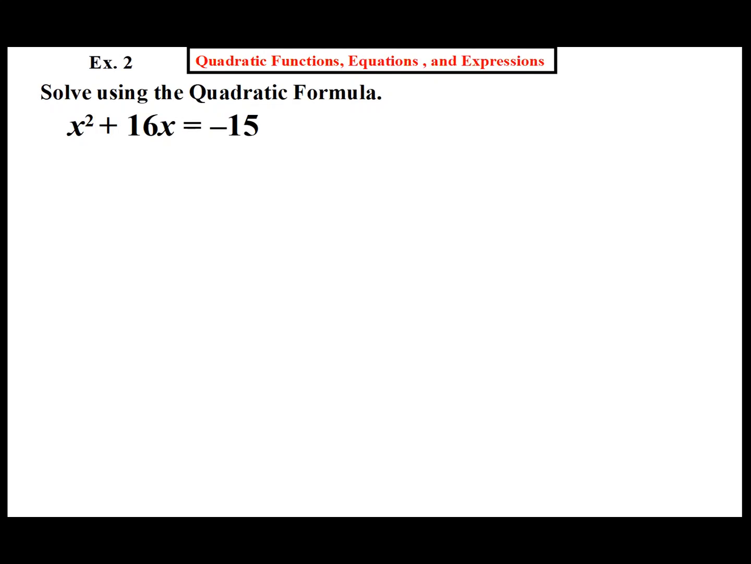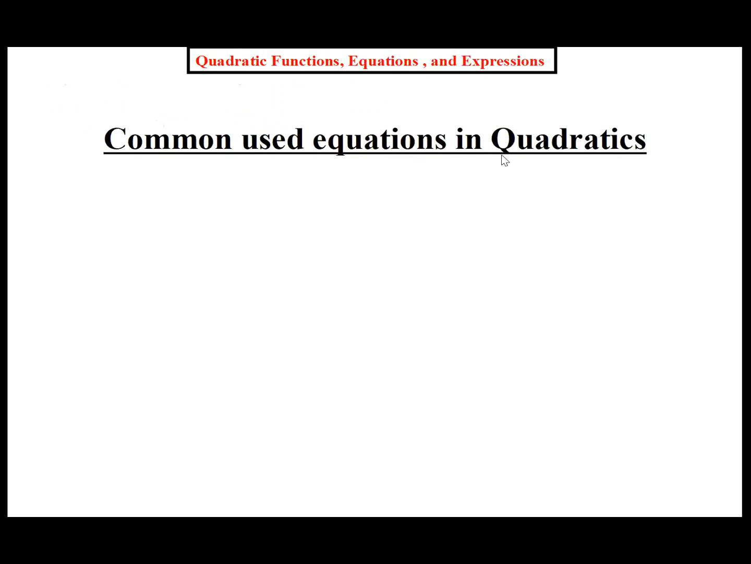Okay, guys, ready? So now that we're going to start dealing with word problems and applications to real world problems, there are some problems that are most commonly used. So write this down: commonly used equations in quadratics. Here we go. Commonly used equations in quadratics.